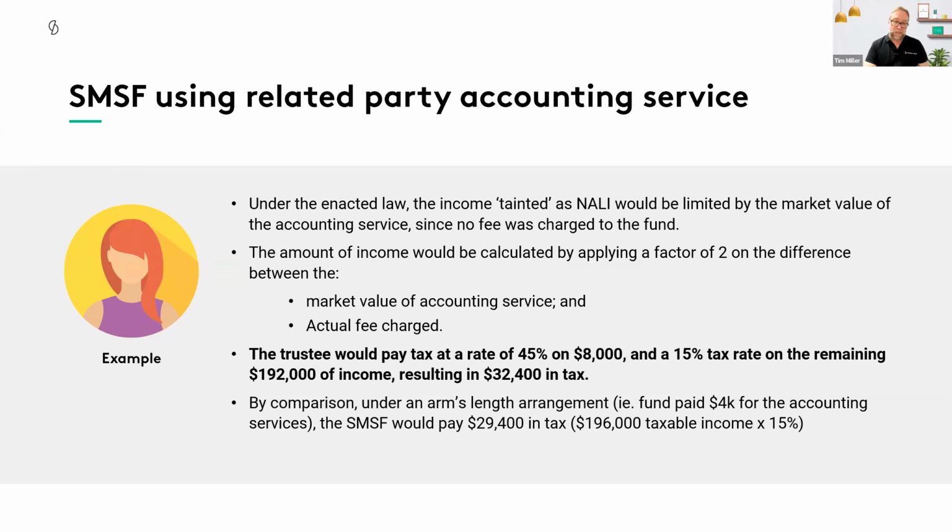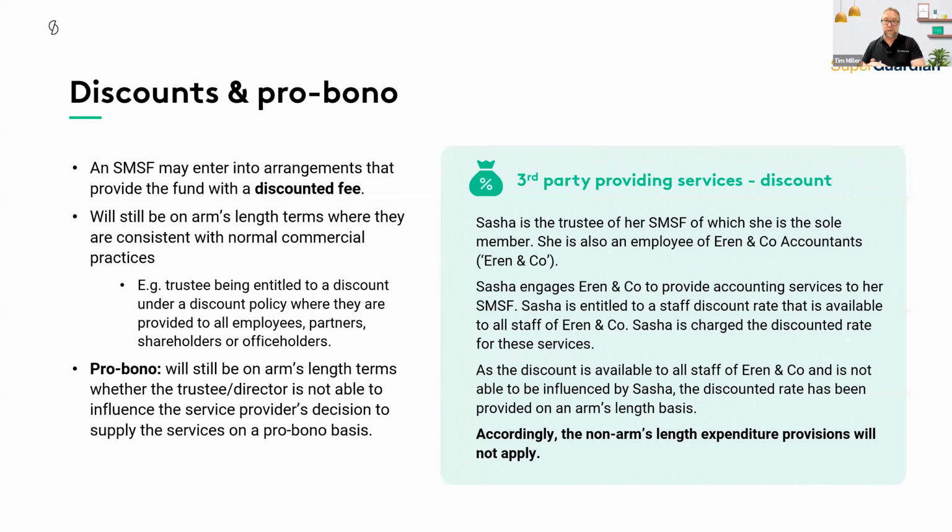But let's now look at, again, going to David's question about an accounting fee not charging funds and it being NALI. And where we're at here is that the ATO have addressed discounts and pro bono. And as I said, I'll just read this out, but we'll still be on arm's length terms where they're consistent with normal commercial practices, e.g. trustee being entitled to a discount under a discount policy, where they're provided to all employees, partners, shareholders, or office holders. Pro bono will still be on arm's length terms whether the trustee is a director or not, where the trustee is not able to influence the service provider's decision to supply the services on a pro bono basis.